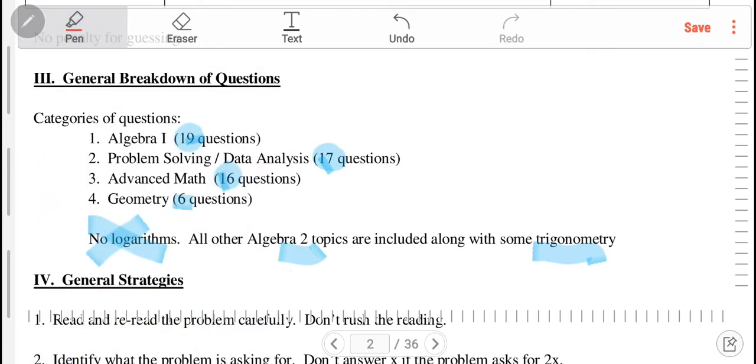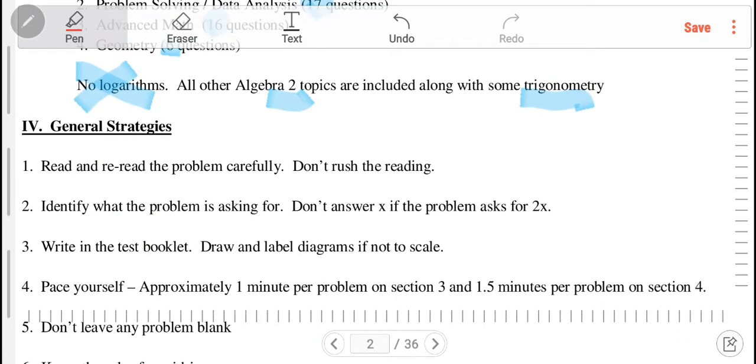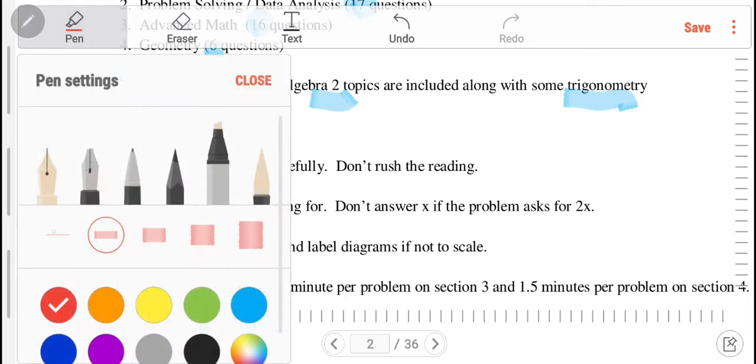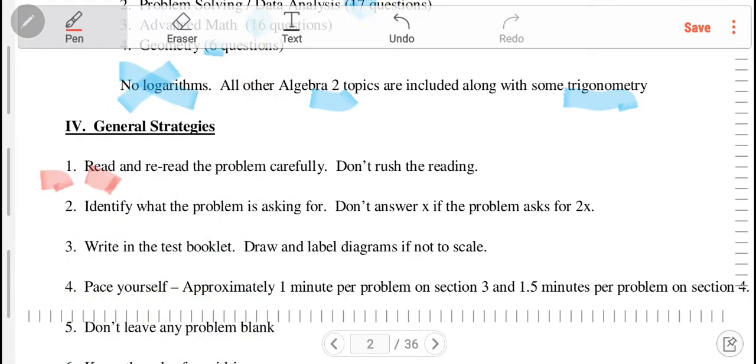Let's see general strategies. Please first read and reread the problem carefully. Don't rush the reading. Please don't rush the reading. Identify what the problem is asking for. Don't answer x if the problem asks for 2x.